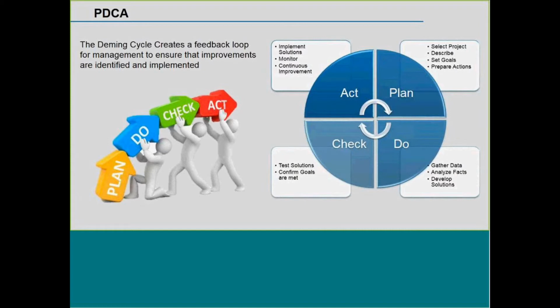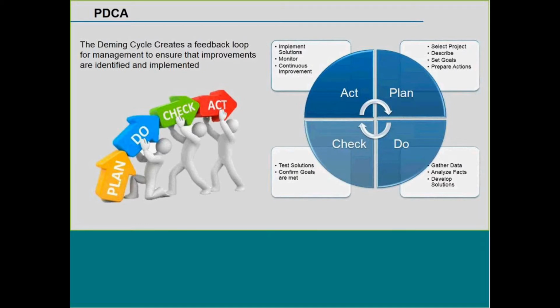Let's dive into PDCA. The Deming cycle, or PDCA, standing for Plan, Do, Check, Act, creates a feedback loop for management to ensure that improvements are identified and implemented in a correct systematic approach.